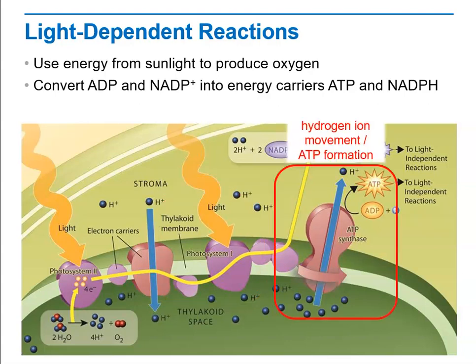And then finally, we have the area in which the hydrogen ion movement and ATP formation is illustrated. This uses something called ATP synthase because ATP is being synthesized. We'll talk about this later in more detail.